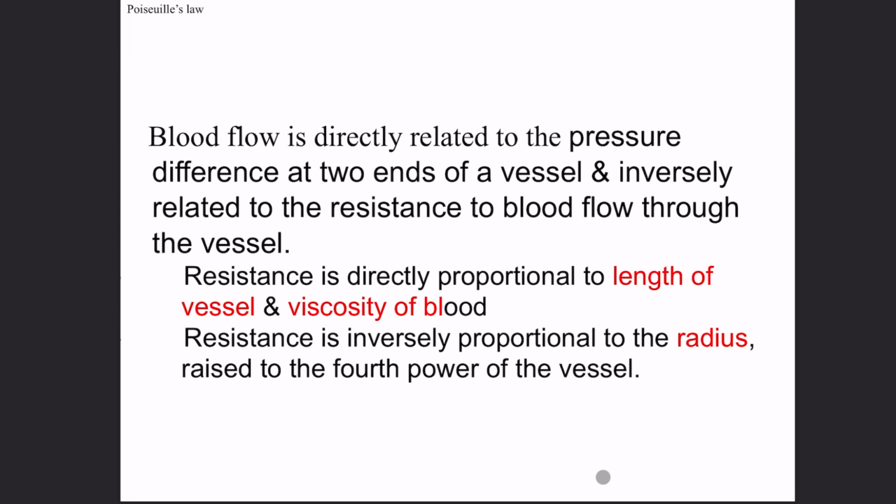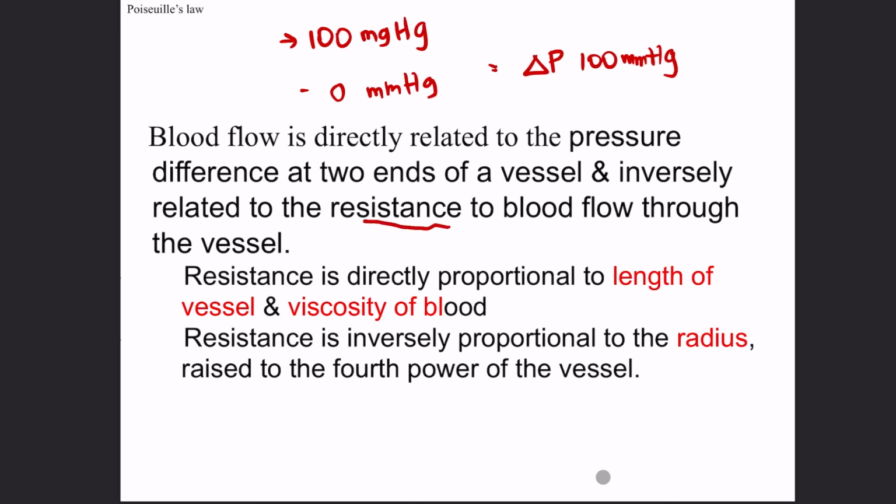So another way to say this, or just written down, blood flow is directly related to the pressure difference at the two ends of the vessels. Remember we showed you arterial pressure and then venous pressure. So delta P would be 100. And that's what allows for blood to flow through. But it is inversely related to the resistance. The more resistance, the less blood flow. The less resistance, the greater the blood flow.